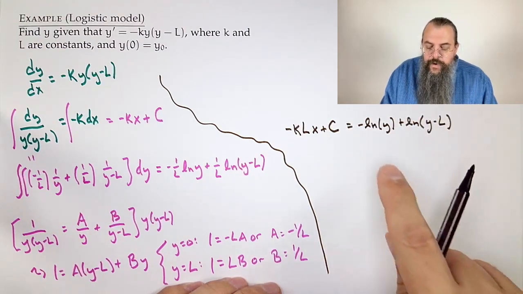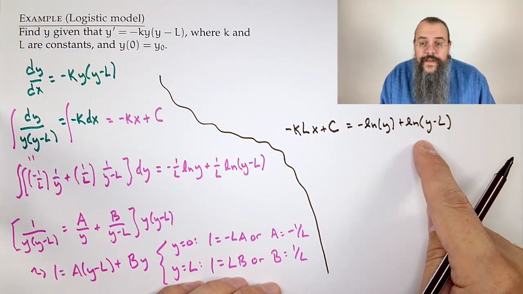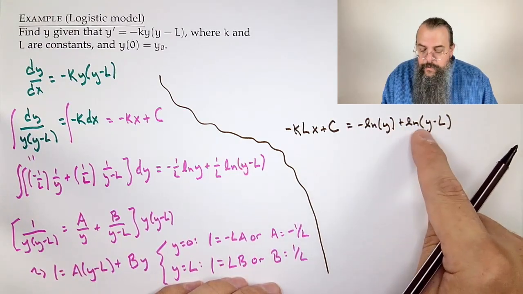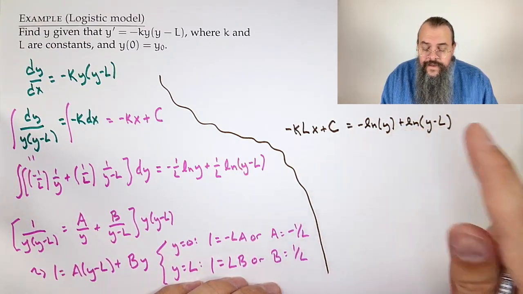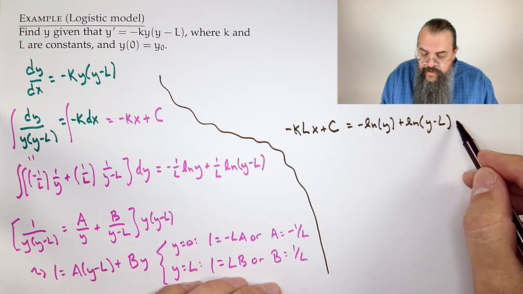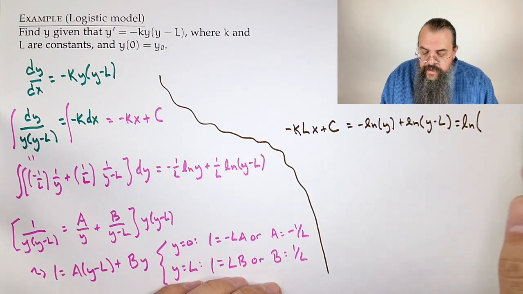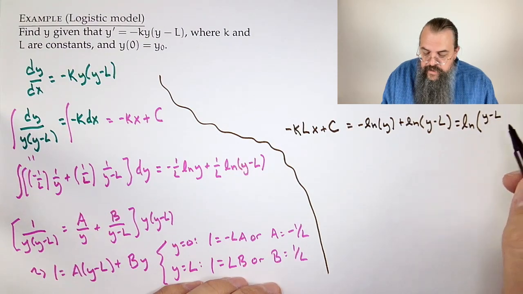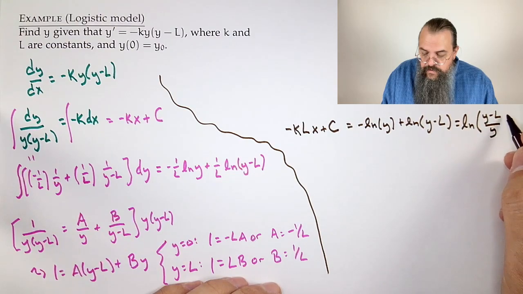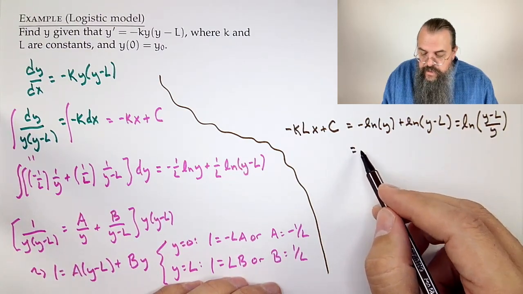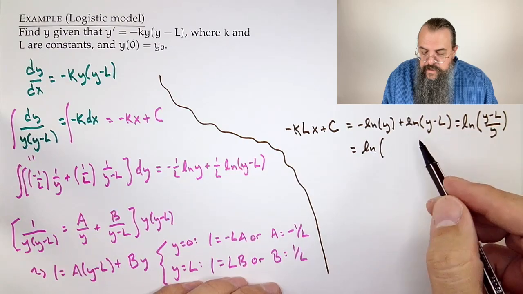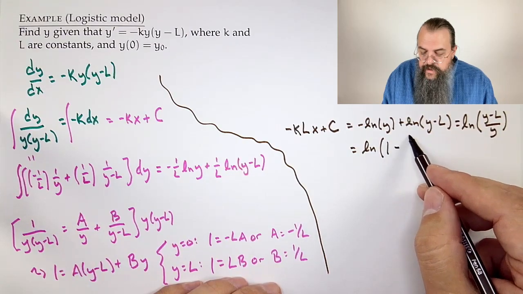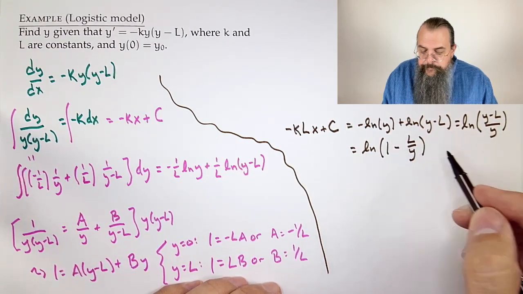But what can we do when we have logs? In particular, when we have logs being subtracted. Well, that's the same as log of the part that's being added goes upstairs, y minus L. Part that's being subtracted goes downstairs over y. Or if you like, that's the same as log of 1 minus L over y.